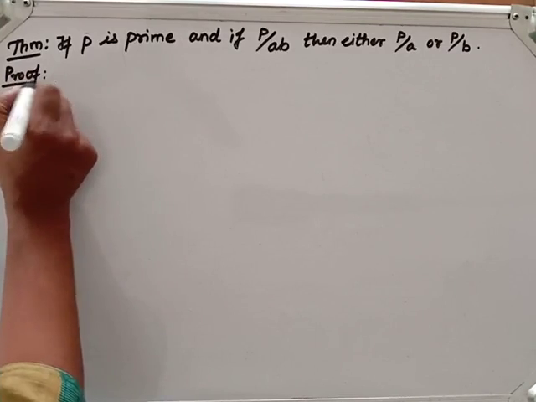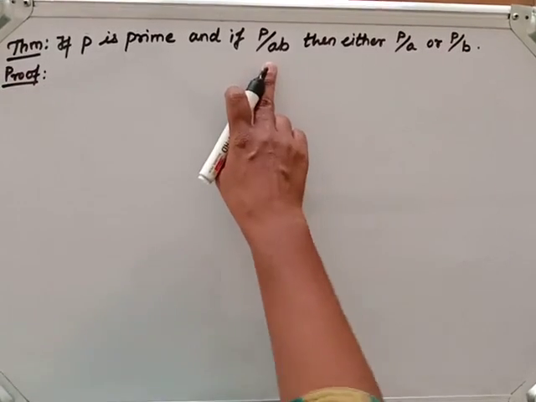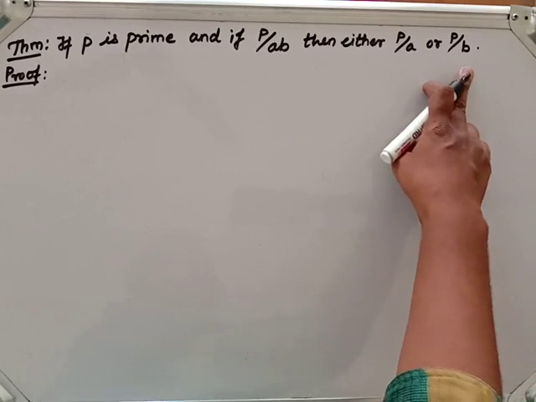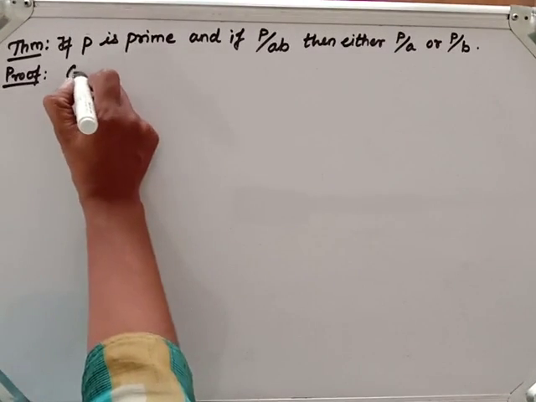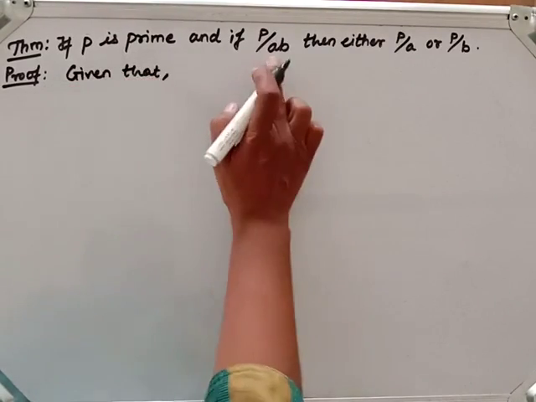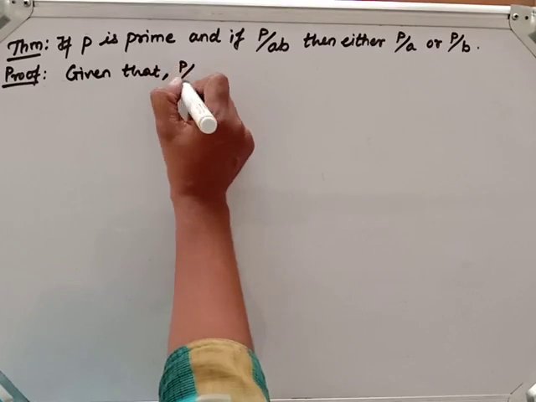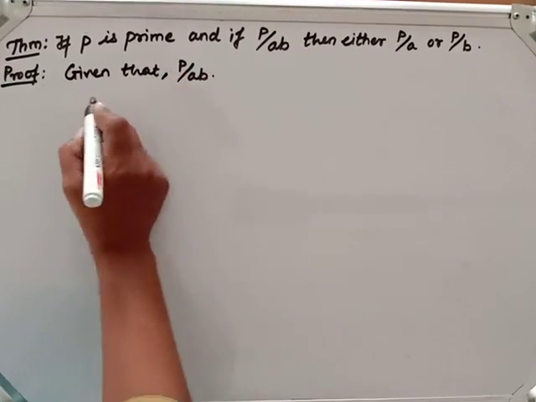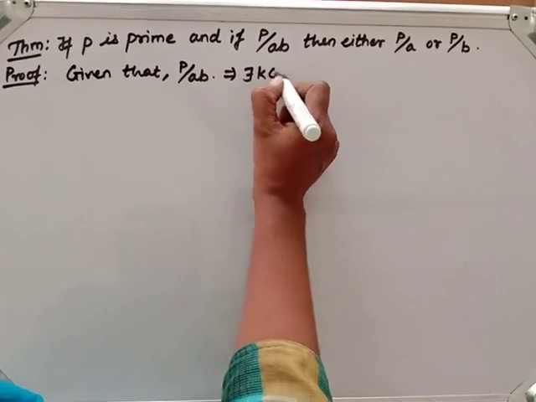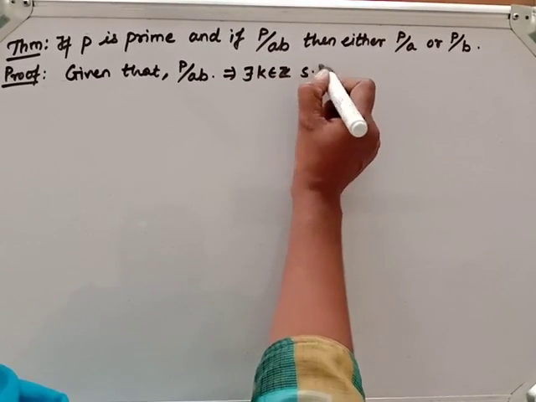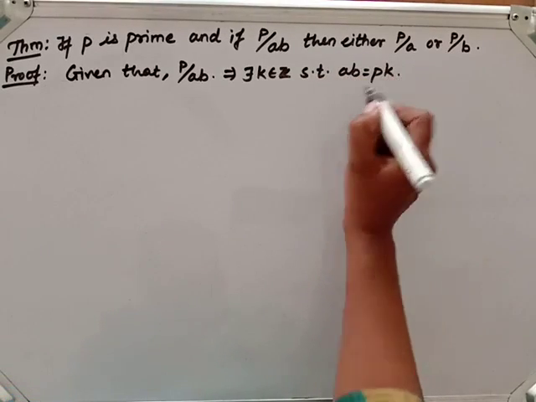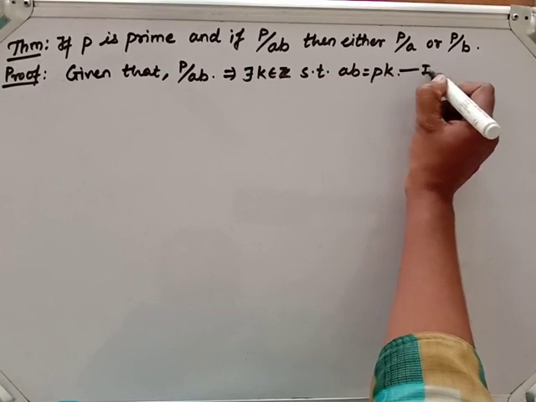The proof of the theorem is: here P divides AB, and we have to prove either P divides A or P divides B. What is given to us is that P divides AB. Now if P divides AB, then by the definition of divisibility, there exists K from the set of integers such that AB is equal to P times that integer K. Call it equation number 1.